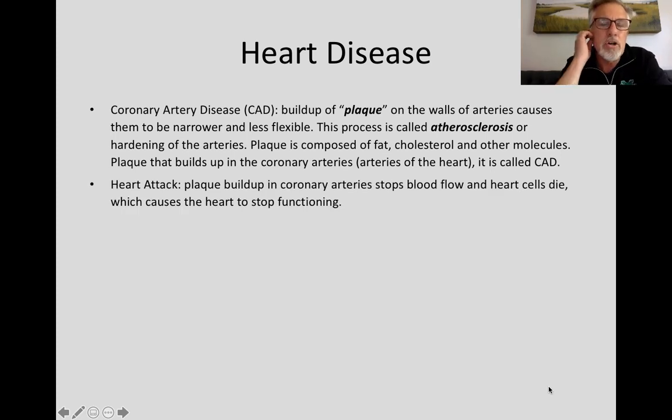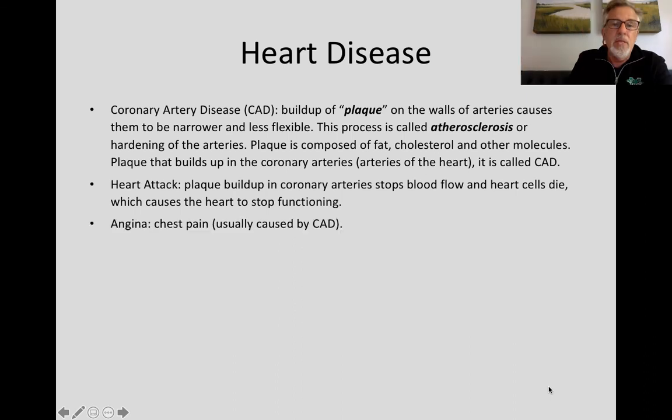Heart attack occurs when the plaque buildup in coronary arteries stops blood flow, and as a result, some of the heart cells die. If only a few of the heart cells die, or if the block is only temporary, then it may be a mild heart attack. But if a major portion of the heart dies, the heart may be unable to continue to function, causing the death of the human. Another heart condition is called angina.